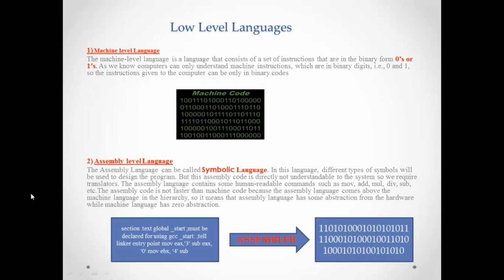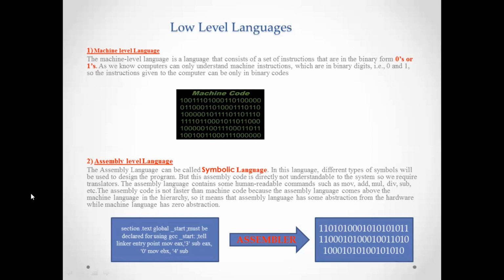Machine level language: I already told you that our systems only understand machine level languages, and machine level languages are in the form of zeros and ones. So the instructions given to the programs are in the form of zeros and ones, and it is also called binary language.